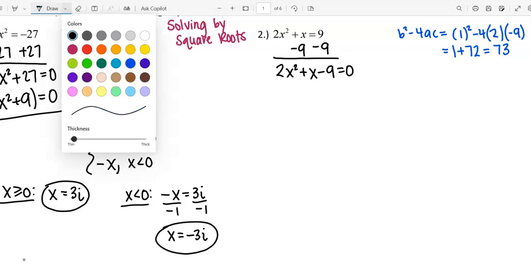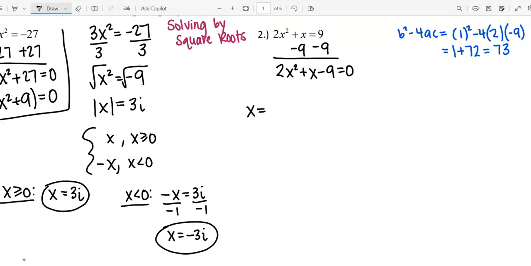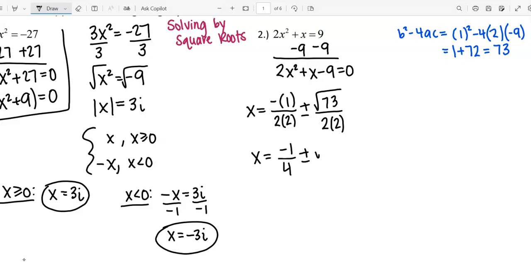So let's go x equals, how does the quadratic formula start? Negative b, so negative times 1 over 2a, so 2 times 2. Then what? Plus or minus square root. Didn't we already do that? 73 over 2 times a, which is 2 times 2. So we got x equals negative times 1 is negative 1 over 2 times 2 is 4. Can we simplify the square root of 73? No, so square root of 73 over 2 times 2 is 4.